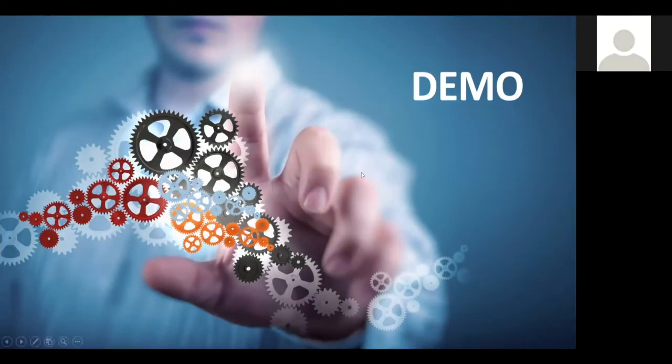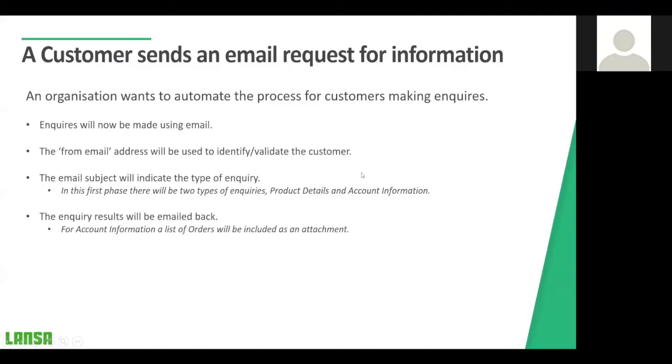Thanks, Shad. For this demonstration, I will take the first use case, which is the information request by email, and look at how we can achieve this using LANSA Composer. Now, in the overall process, we're going to be using the from address to validate the accounts and to validate the customer information and retrieve the customer information from our database.